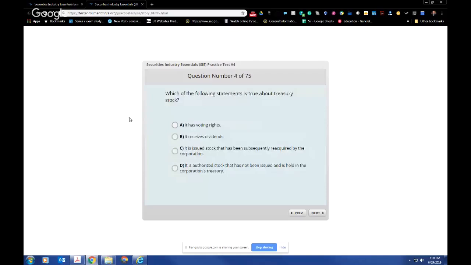Okay. Which of the following statements is true about Treasury stock? Okay, so Treasury stock, what is it? I am a company. I issue shares, and then I buy them back. So I issue 1 million shares. I buy back 200,000. To get outstanding, I do the issued minus Treasury. So if I issue 1 million, and then I buy back 200,000, I leave 800,000.